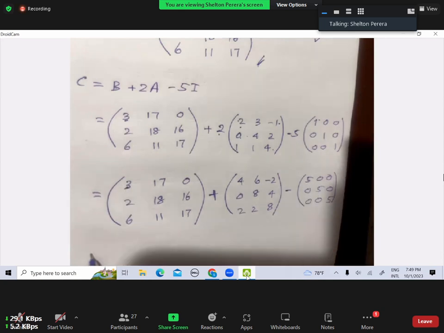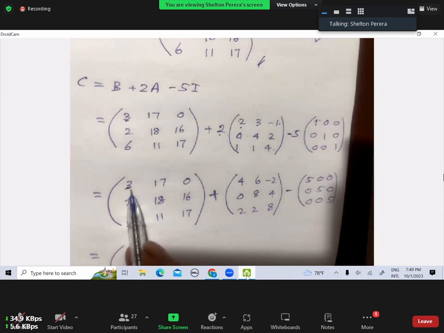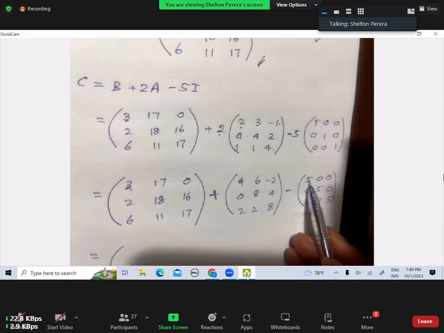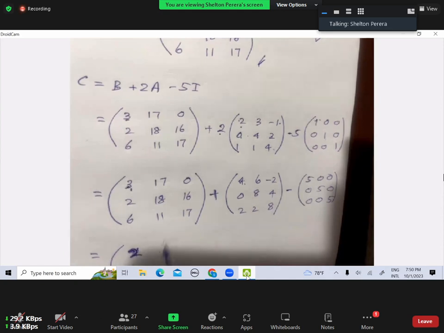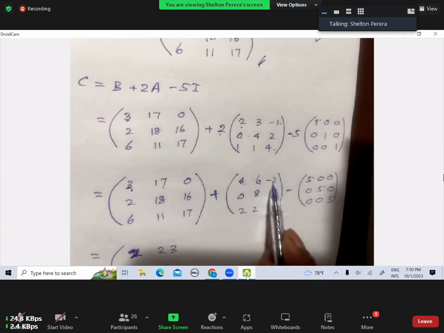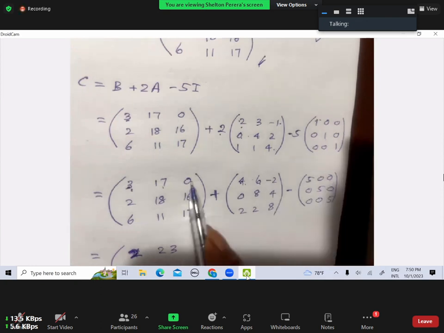So what is the answer? 3 plus 4 is, sorry, I made a mistake. 3 plus 4 is 7. 7 minus 5 is 2. So the first entry is 2. How do I get this one? 17 plus 6, corresponding one, is 23. Here 0. So it's 23. And then 0, negative 2, 0.